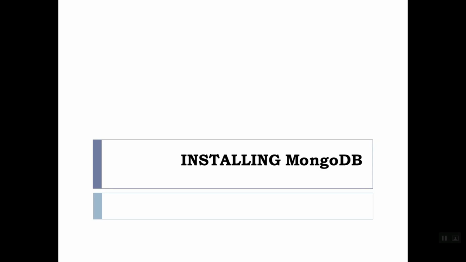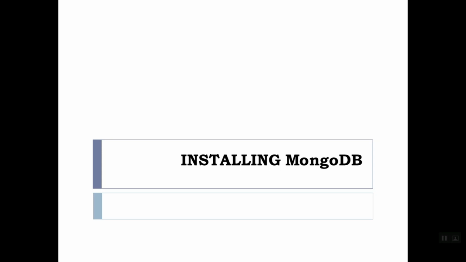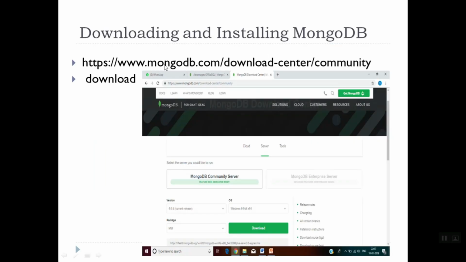How to install MongoDB on our system. The very first thing we need to do is download MongoDB from the URL www.mongodb.com/download center/community. Once we write this URL in the web browser and click enter, we'll get this page. After that, we can click the download button here.